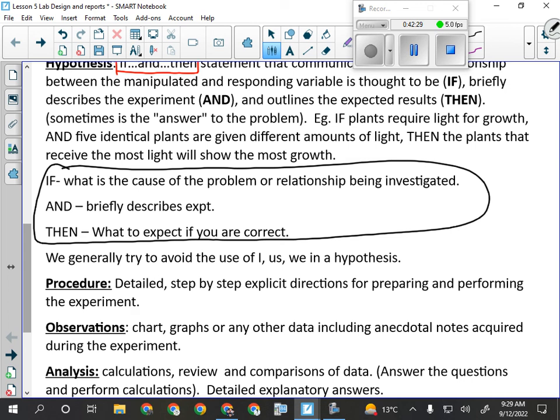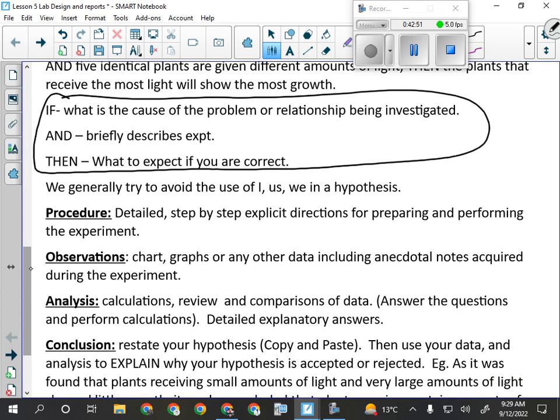The worst thing you can write in a hypothesis is "I think." This sounds awful. I don't care what you think. I care what you can prove. An experiment is about proving something. This is the premise. This is how it's being tested. This is what will happen if the premise is true. That's what needs to be in a hypothesis.